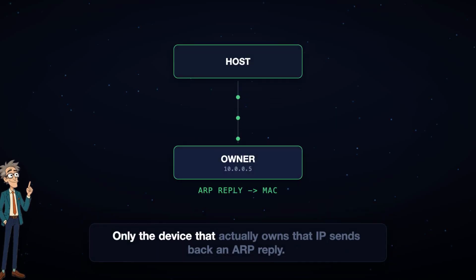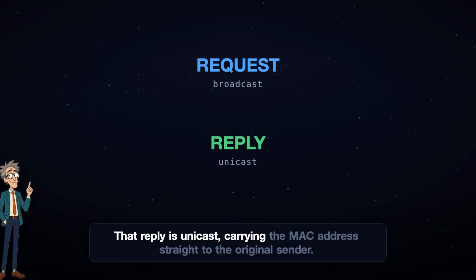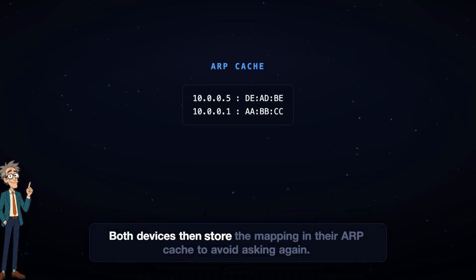Only the device that actually owns that IP sends back an ARP reply. That reply is unicast, carrying the MAC address straight to the original sender. Both devices then store the mapping in their ARP cache to avoid asking again.